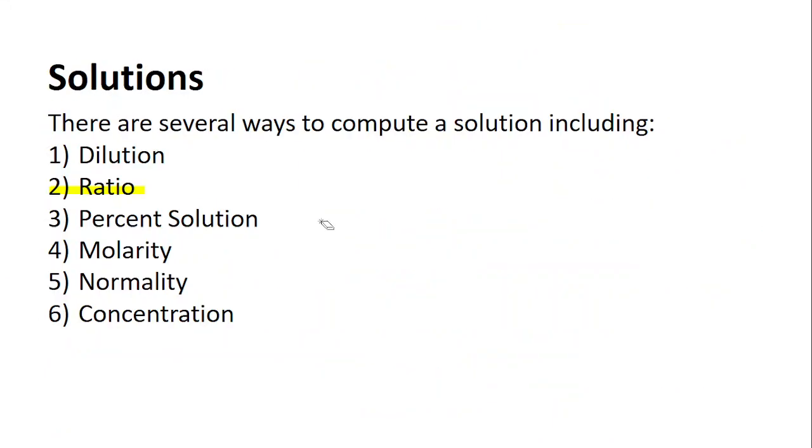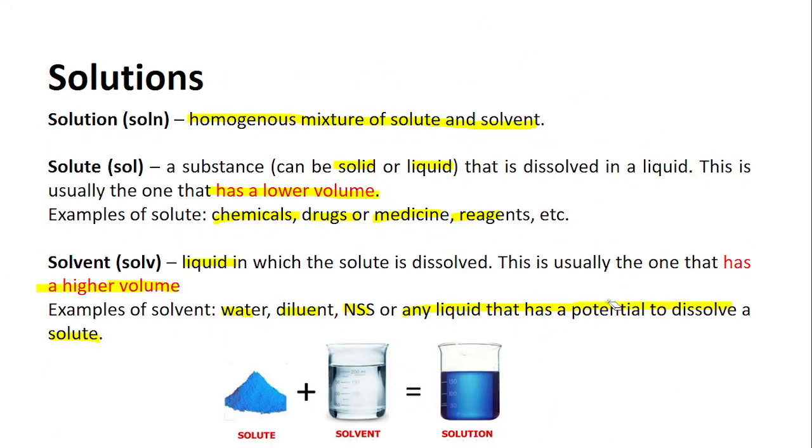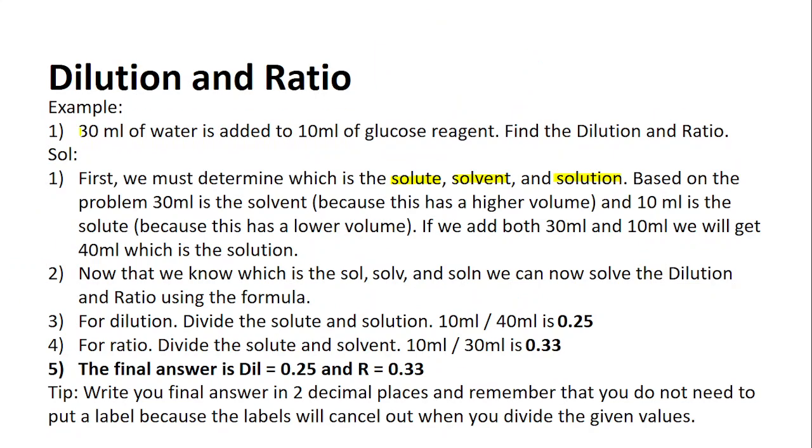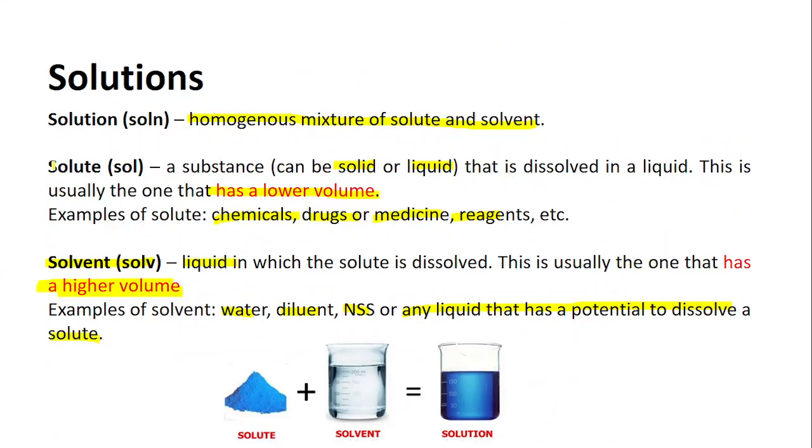Kasi again, ano ang sabi sa solvent class? Solvent is the one that has a higher volume. So, 30 ml is higher compared to 10 ml, so automatically siya ang solvent because it has a higher volume. Now, 10 ml, on the other hand, is the solute. Why? Because it has a lower volume. Solute has a lower volume or lower amount.